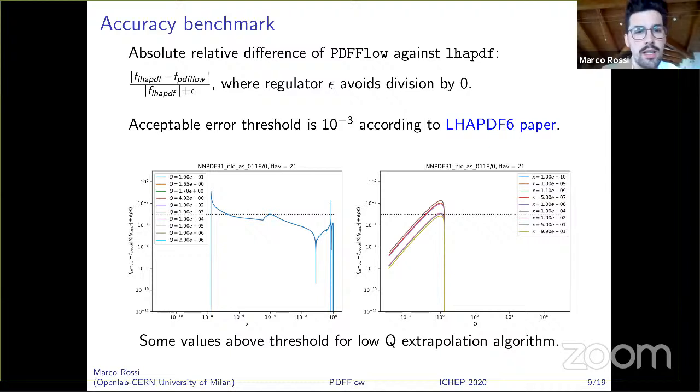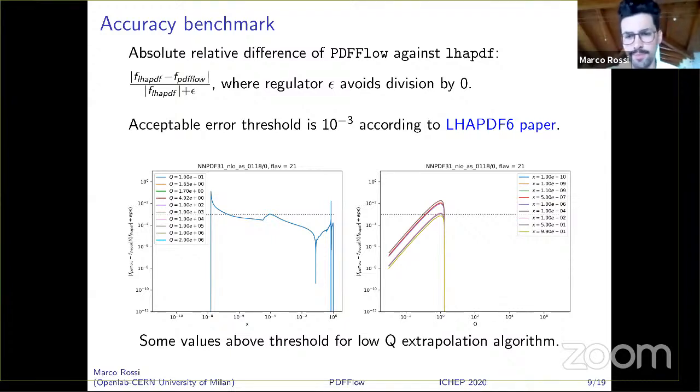We present here this accuracy test with these two plots, plotting the absolute relative difference and putting an acceptance error threshold of 10 to the minus 3, according to the LHAPDF6 paper. In the left plot, you have some curves. In fact, there's only one with fixed Q values and varying continuously the X argument for the PDF.